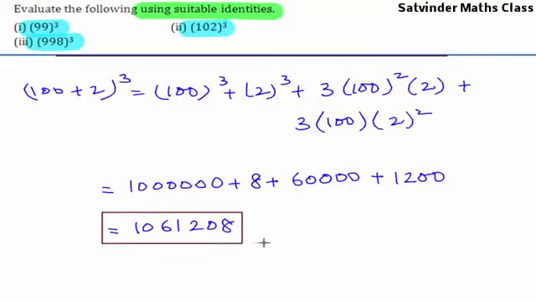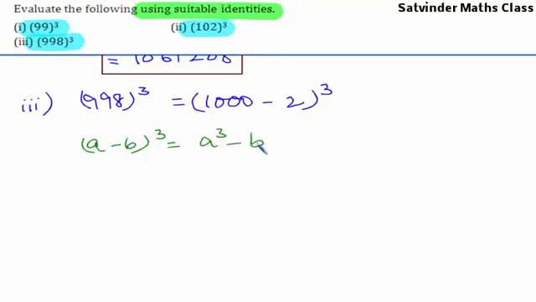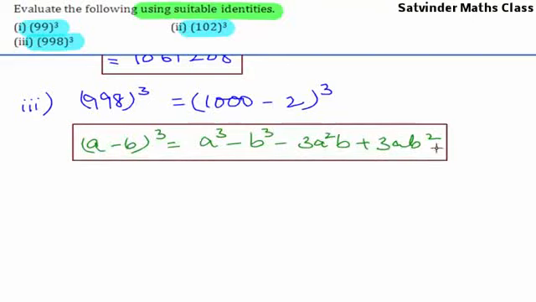102 whole cube. Now let us take the third one, which is 998 whole cube. This can be written as (1000 minus 2) whole cube. Let us make use of the identity (a minus b) whole cube is equal to a cube minus b cube minus 3a square b plus 3ab square to solve this. Now using this identity, let us solve (1000 minus 2) whole cube.